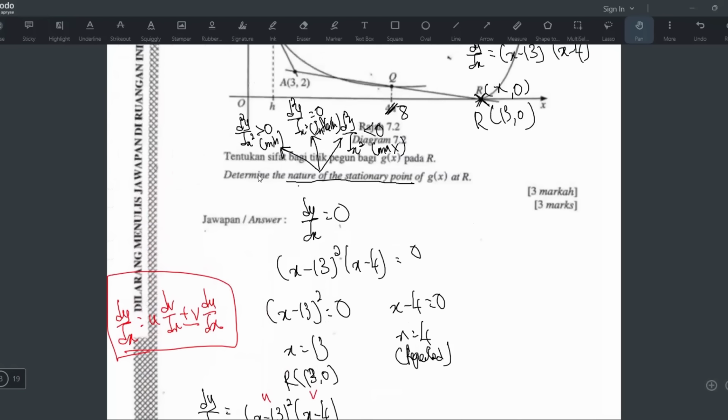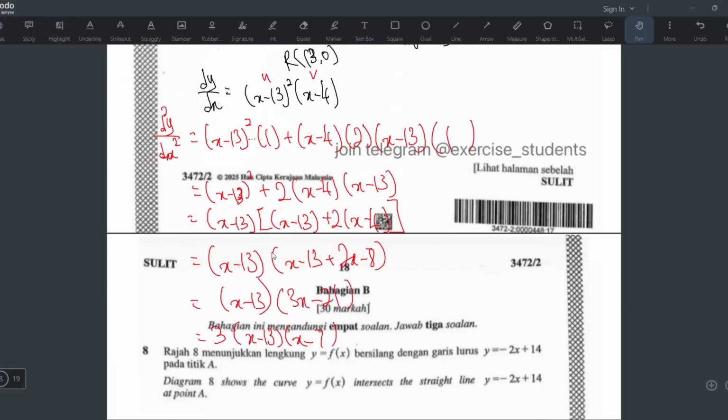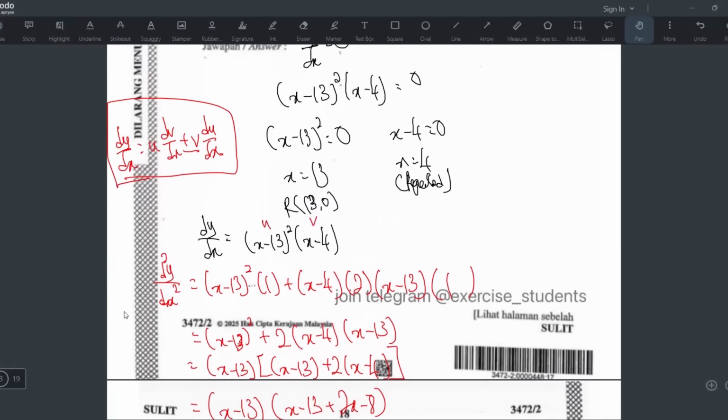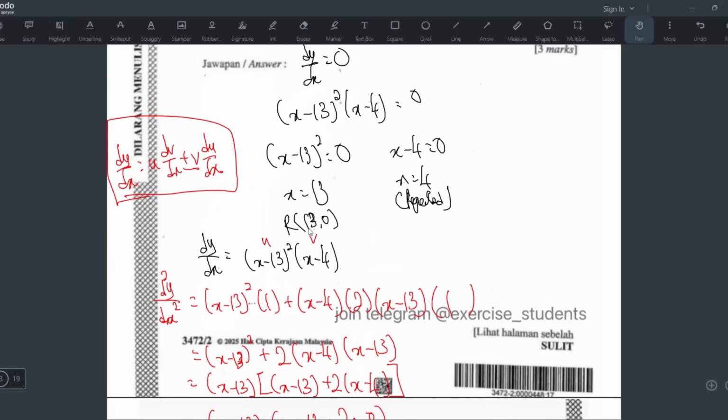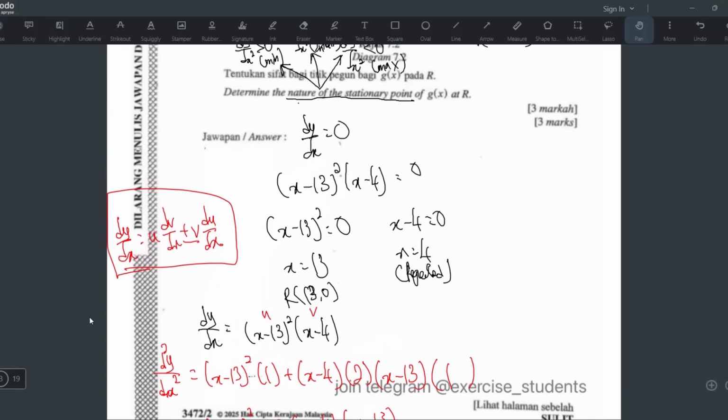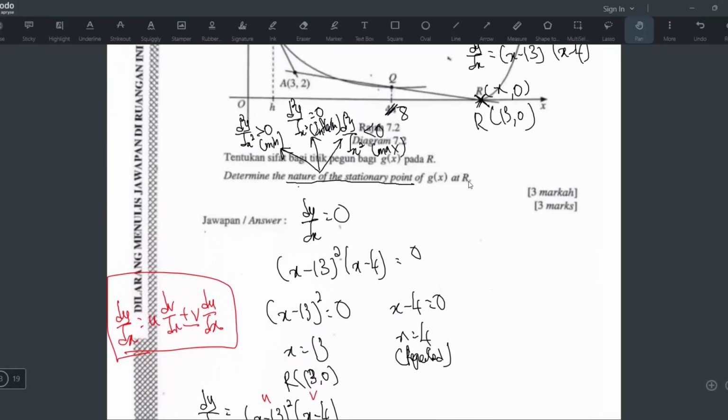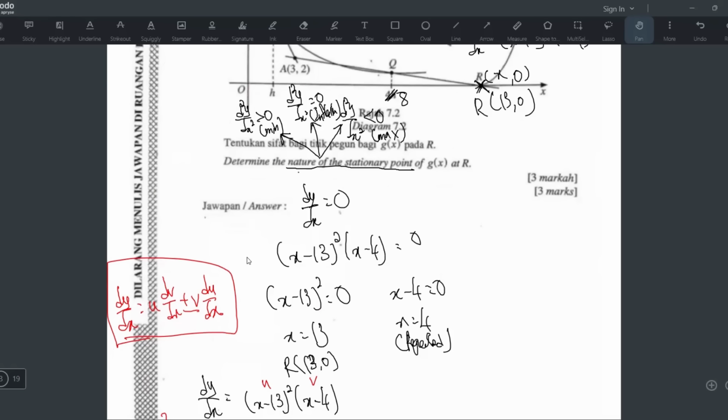But the question is asking you to find the nature. So you have to know whether your second derivative is bigger than 0, smaller than 0, or equals 0. But now it's in terms of x. So what you have to do is substitute the x coordinate of the turning point you are trying to test. So you are trying to test for point R. You want to know whether point R is minimum or maximum or an inflection point. So you have to use point R's x coordinate to test, right?